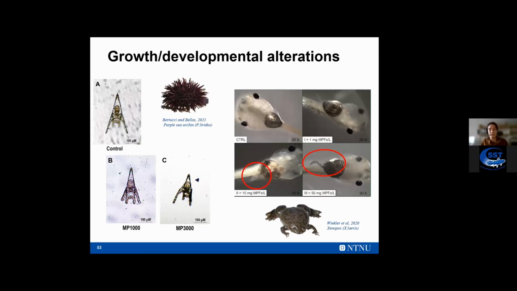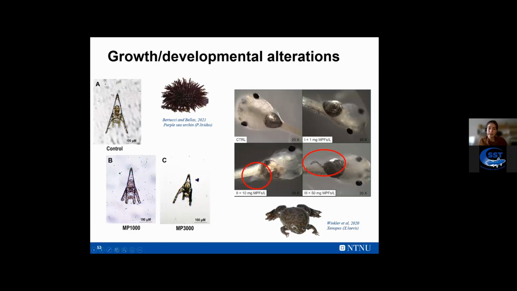And another study, they used the Xenopus. So this is a frog. And this is the larvae of this frog. And they exposed the Xenopus larvae to some microplastic fibers. So this is a normal larvae unexposed to fiber.